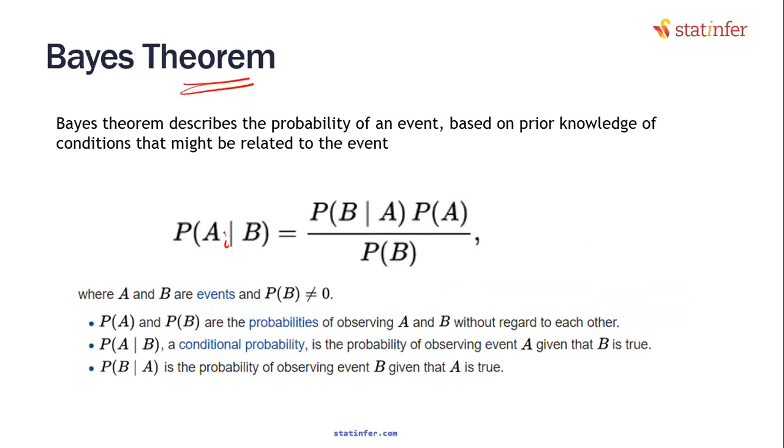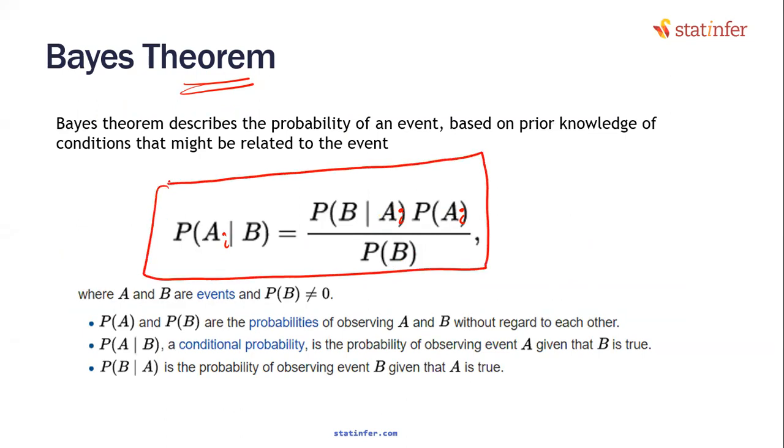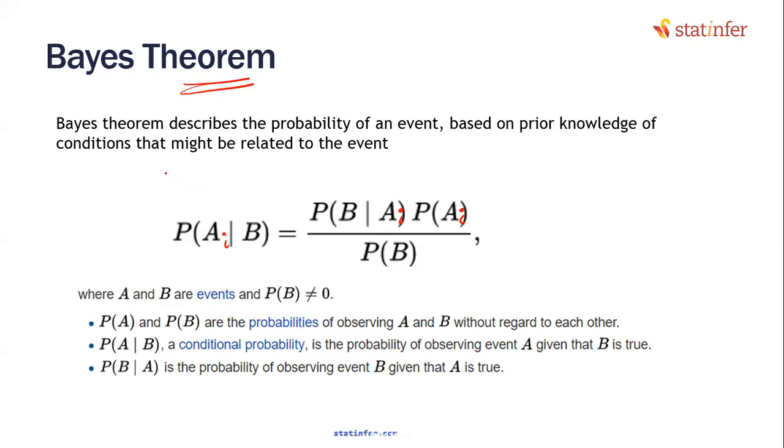Probability of A given B equals probability of B given A times probability of A, divided by probability of B. When you look at this formula, it looks very confusing. In reality, it is a very simple formula. When we understand this, you yourself will be saying this is such an easy formula. The notations are somewhat confusing in the beginning. We will understand this with an example.